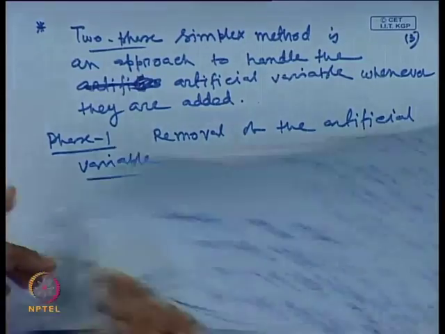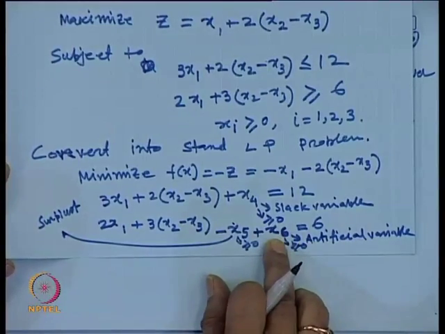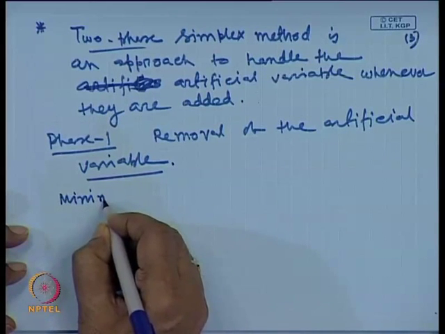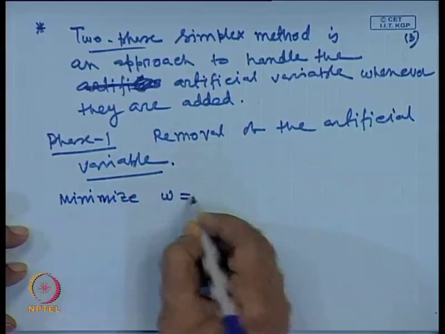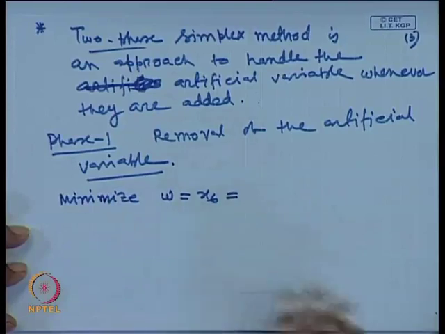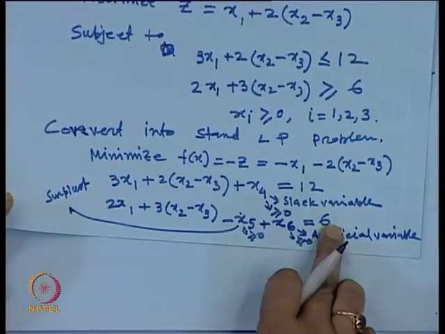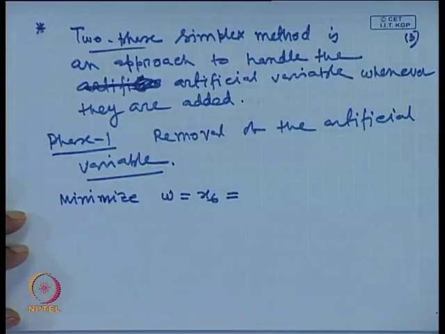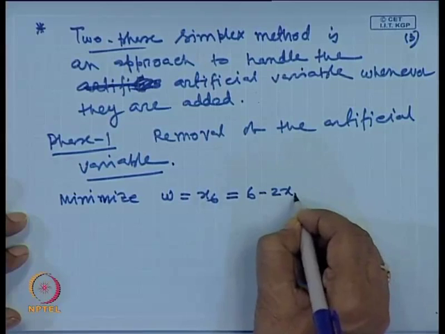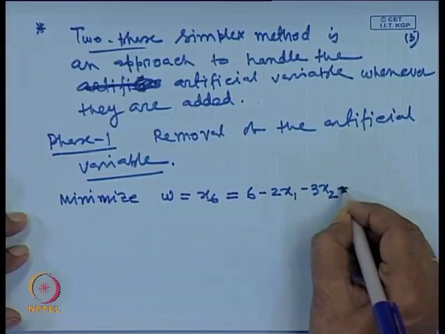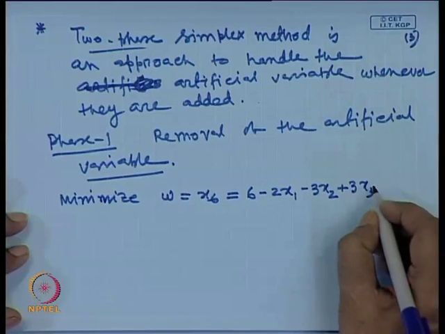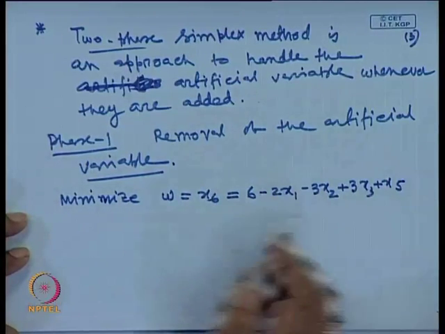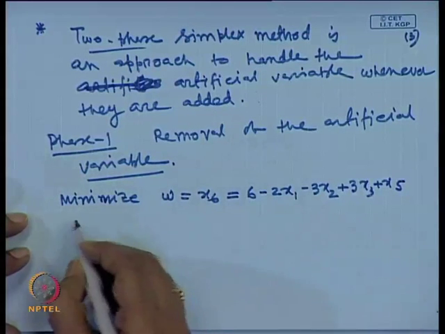So let us see in this example, what our artificial variable is: x6. So minimize w, and w I have considered as x6. And what is this x6 expression? From this one, x6 is equal to 6 minus 2x1 minus 3x2 plus 3x3, if you open the bracket, then plus x5. This is our artificial objective function. Minimize this one.